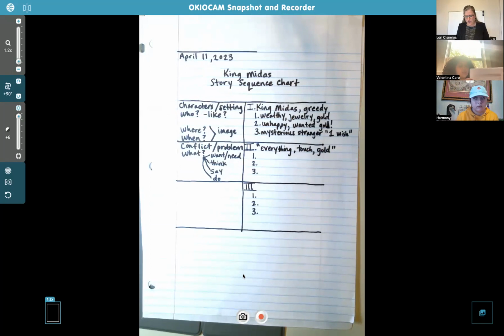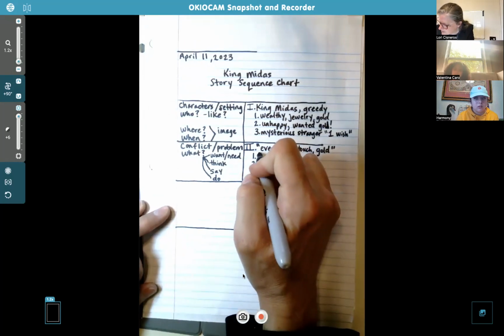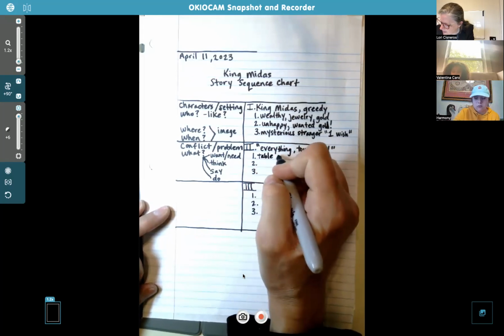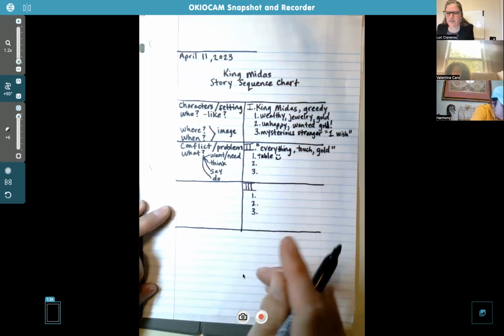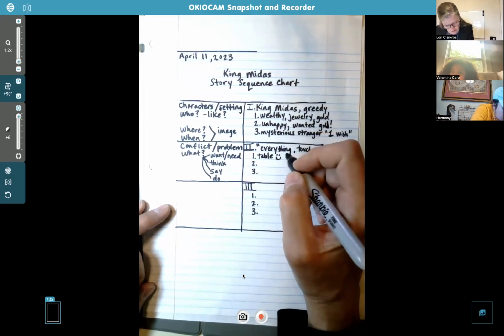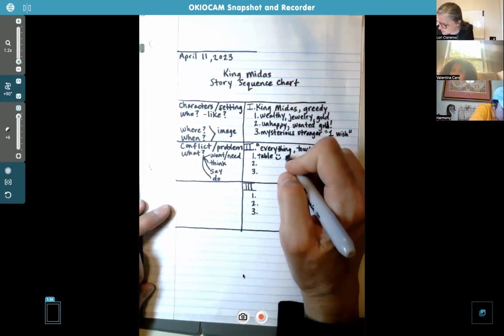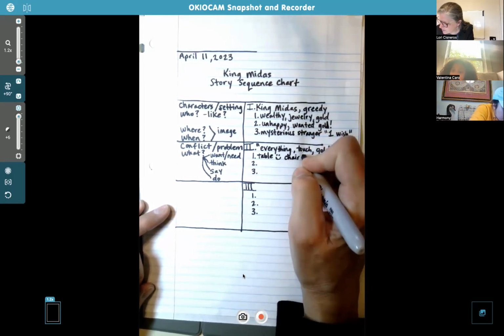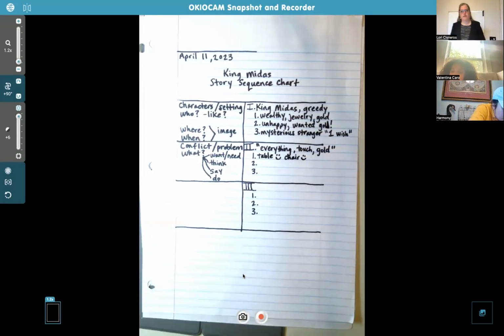Okay. And at first, do you think he liked that at first? Yes. I think so too. So let's put table, and then I'm going to put a happy face because he was happy about the table turning to gold. I mean, he liked that. And then you said chair is next. So chair. I'm going to put another happy face next to chair because he was happy about that one. And we only can do one more word.